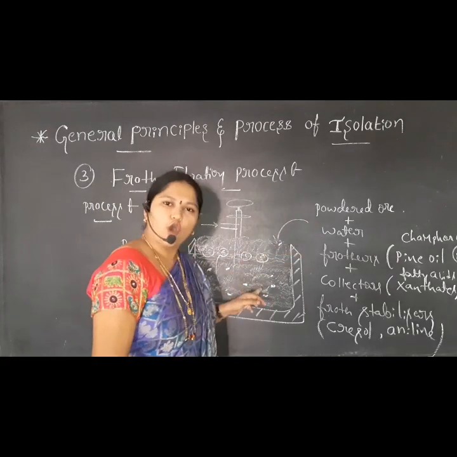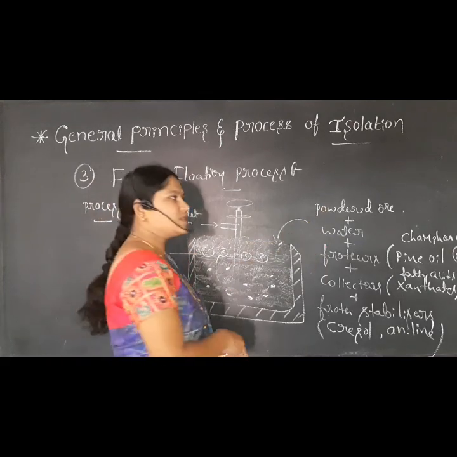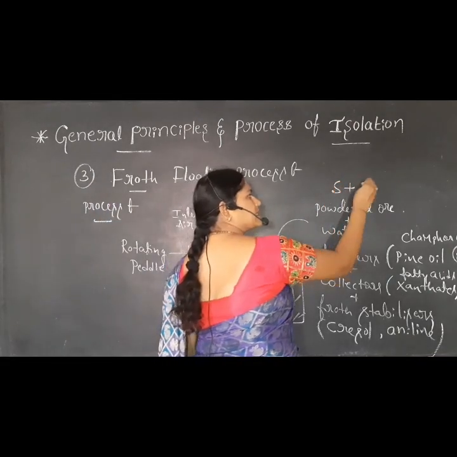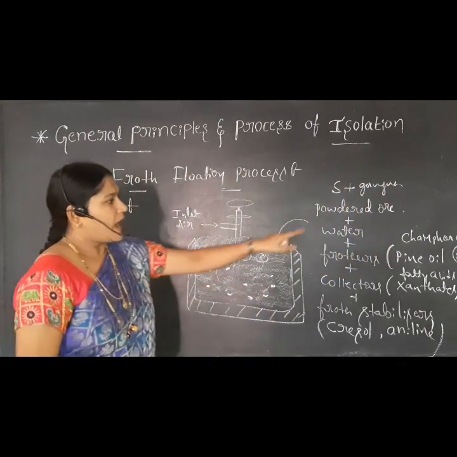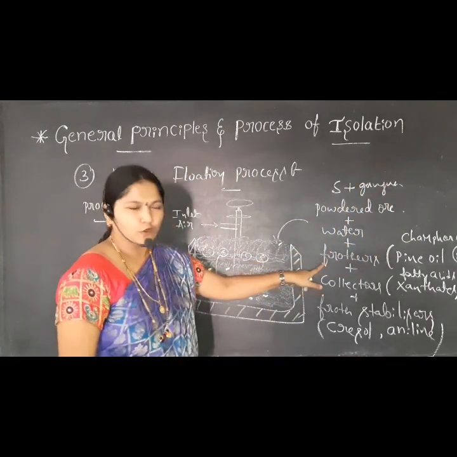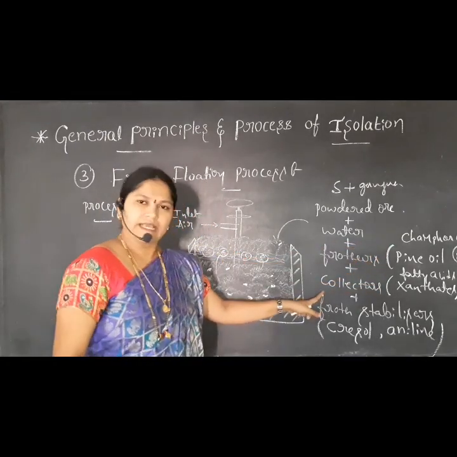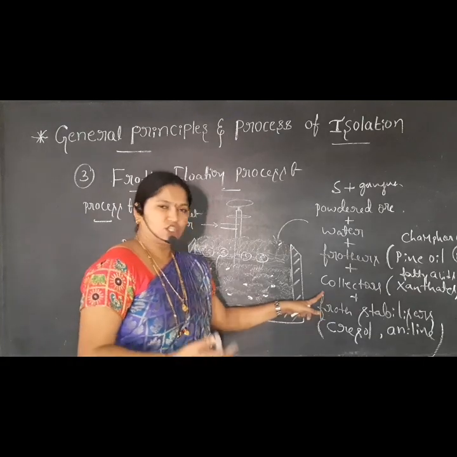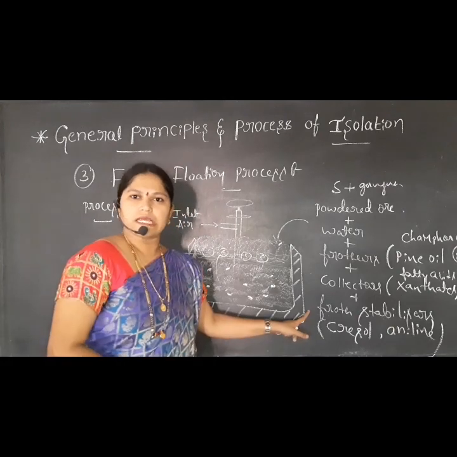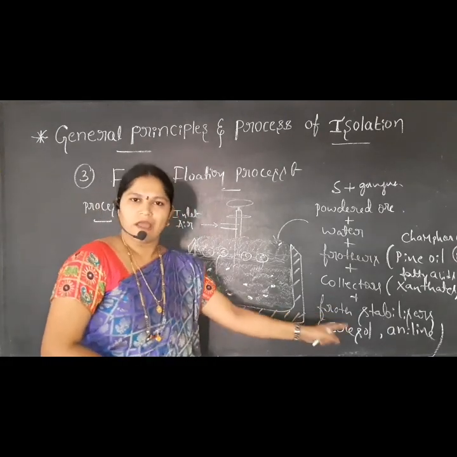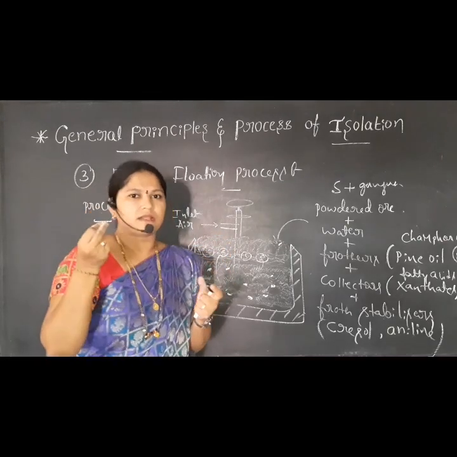See what we have to add at the time. Powdered ore first. This ore contains water, sulfide ore plus gangue, right? Gangue plus sulfide ore and water should gather along with frothers. Frothers are nothing but pine oil and camphor oils. And collectors, an example of collectors, are xanthates, sodium or potassium xanthates, which are fatty acids. Froth stabilizers are nothing but cresol and aniline.